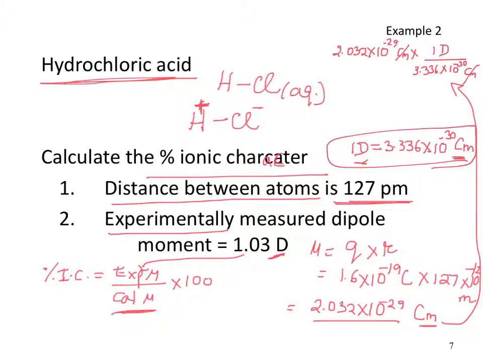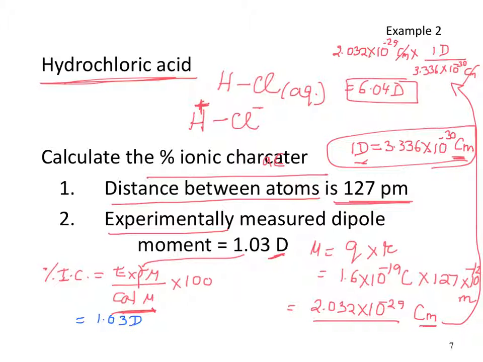Now I'm going to work out the math for that. So on your calculator, you should be dividing 2.032 times 10 to the negative 29 by 3.336 times 10 to the negative 30. And I'm getting a value of 6.04 dBi. So that is my calculated mu. So let's plug in those values.